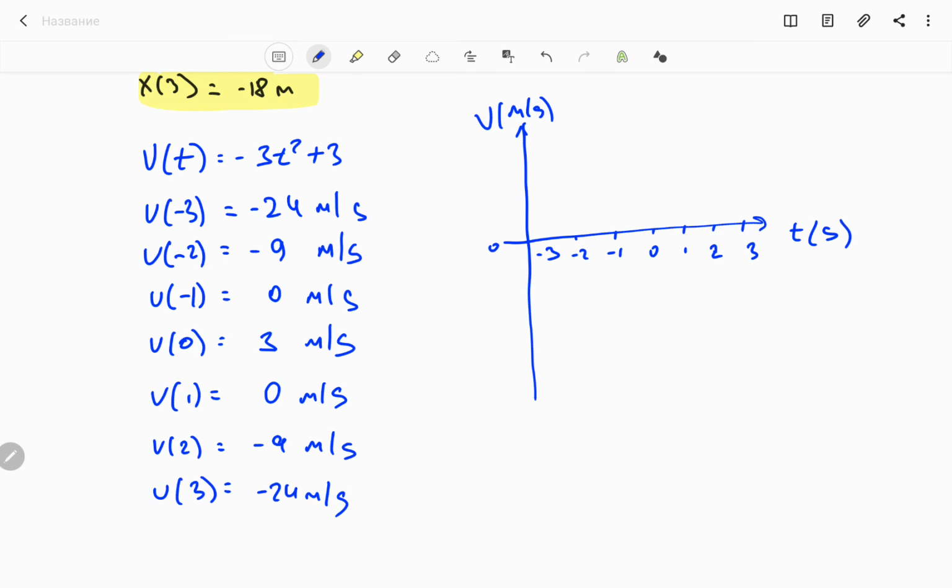Here 0 meters per second. So at negative 3 time, velocity was equal to negative 24. When time equal to minus 2, velocity was equal to negative 9. Then at 0 time it's 3. Let's say this is 3 positive. Then again 0, again negative 9, then negative 24. So let's join these dots. So we will have approximately this kind of graph. This is a graph for velocity time.